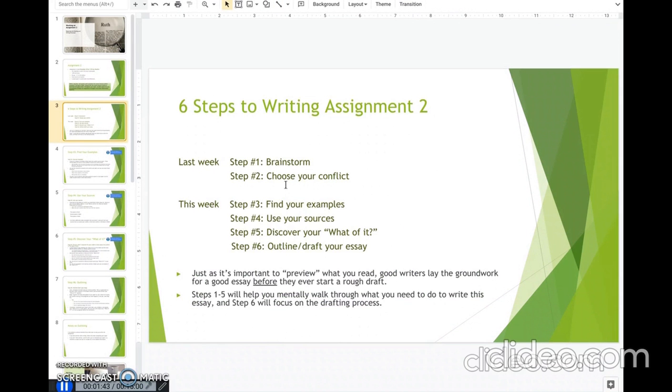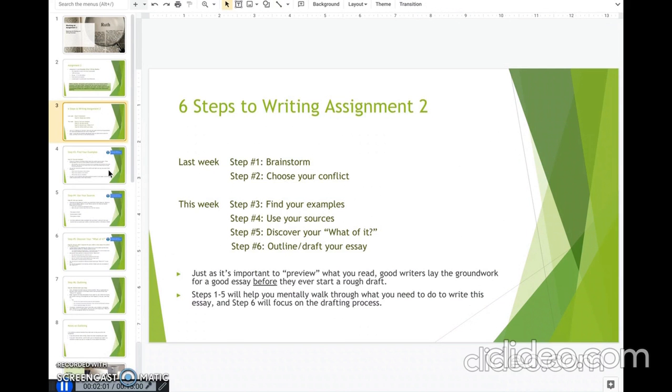All right, so let's get into the writing steps for this assignment. So hopefully you remember the conflict that you settled on from last week. So that's going to be your starting point. And tonight I'm going to walk you through the remaining steps of basically how to find examples in the Book of Ruth, how to use your sources, your significance, and I'll end with how to outline your paper.